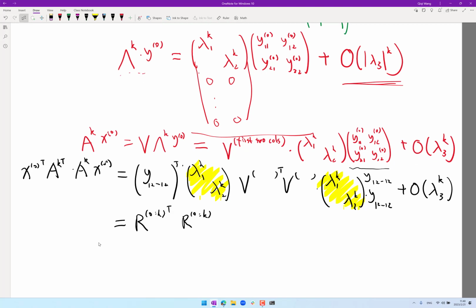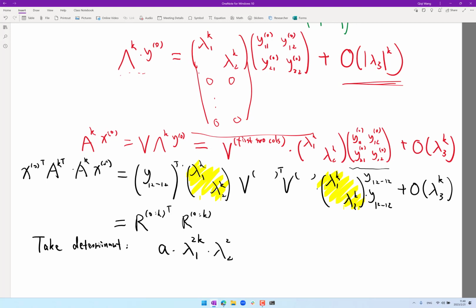So if you take the determinant on both sides, what we get is some fixed quantity. Let's just call it a small a, times lambda 1 to the 2kth power, because there is a k here, lambda 2 to the 2kth power, right? The remaining are fixed, and of course, plus O of lambda 3.